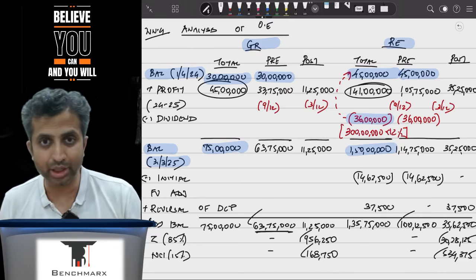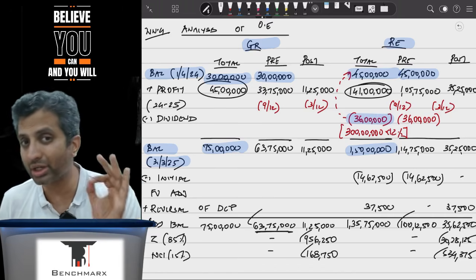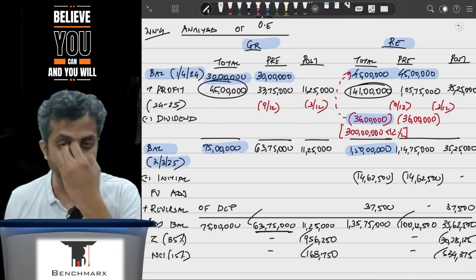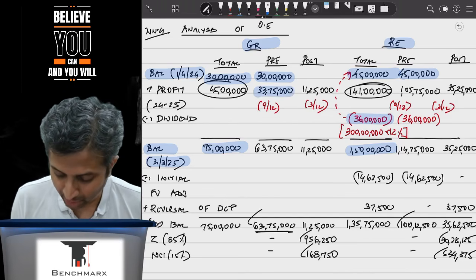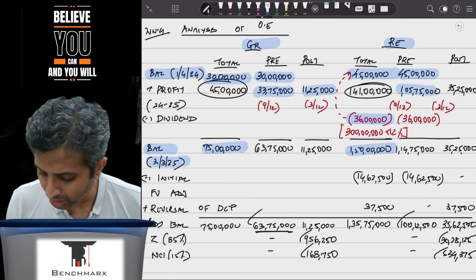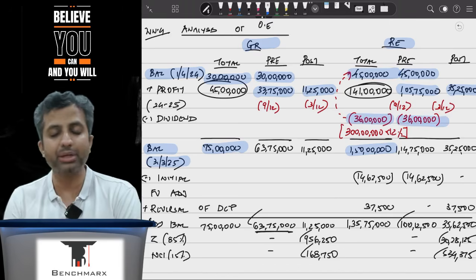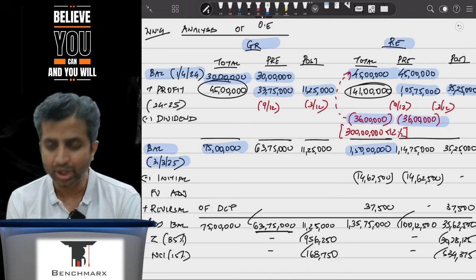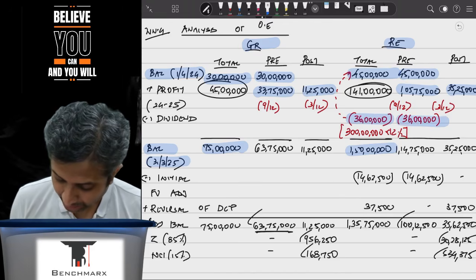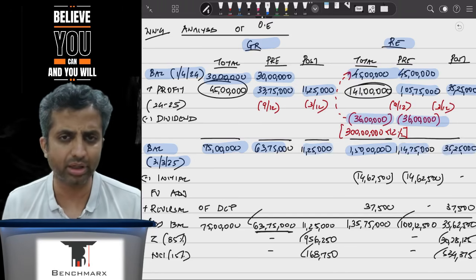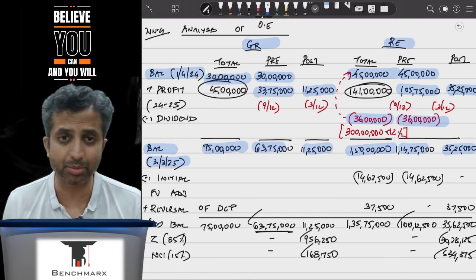Remember, I have to allocate it between pre and post. Control is acquired on 1st of January 24, which means the first 9 months are pre, the next 3 months are post. So this is 9/12 in pre, 3/12 in post. Similarly, 9/12 in pre, 3/12 in post. This 36 lakhs is clearly out of the pre profits and you deduct it from the pre column. So this will give me the breakup as on today's date for the purpose of analysis.